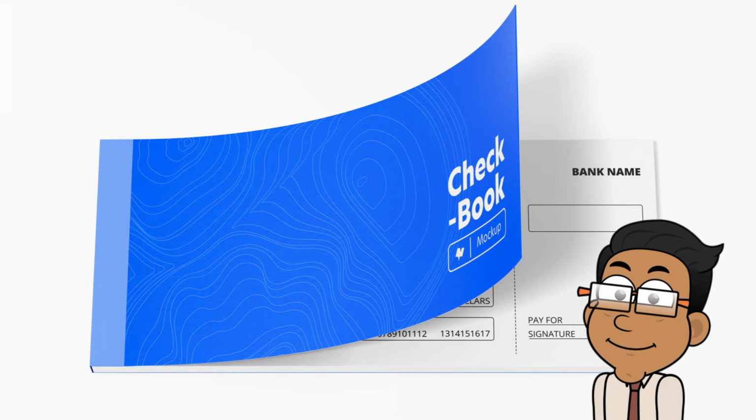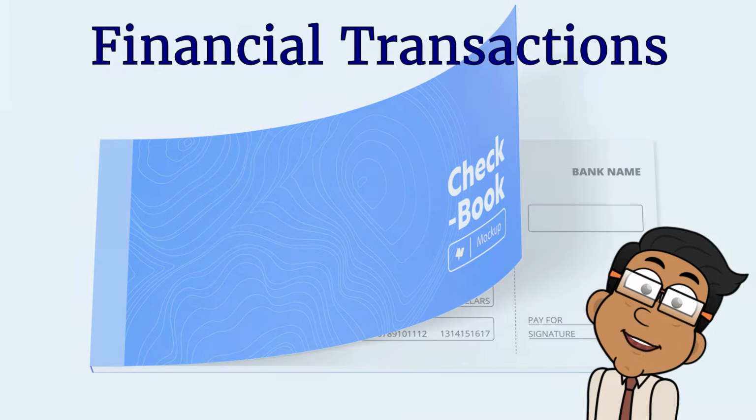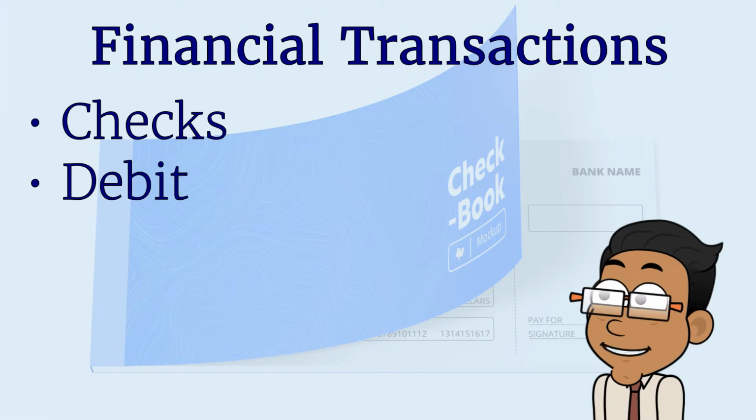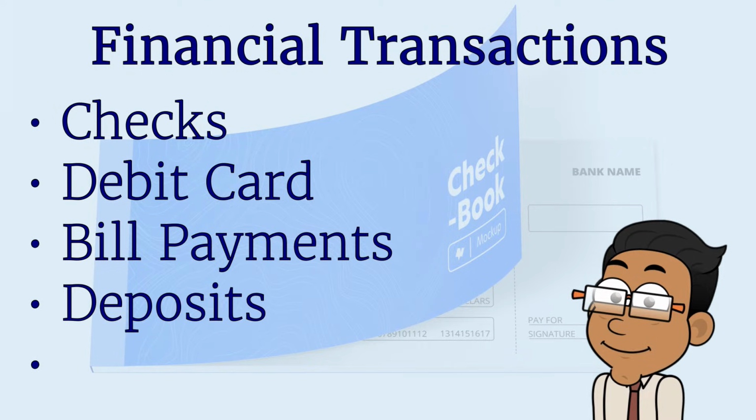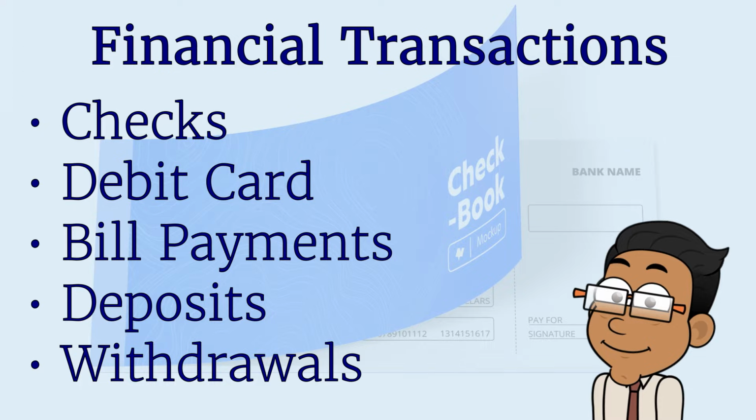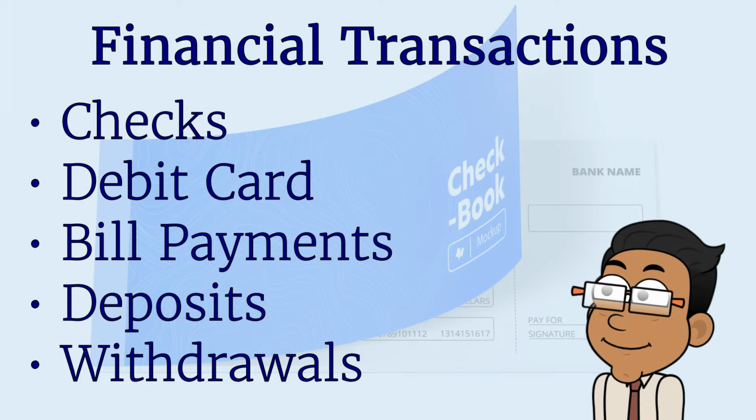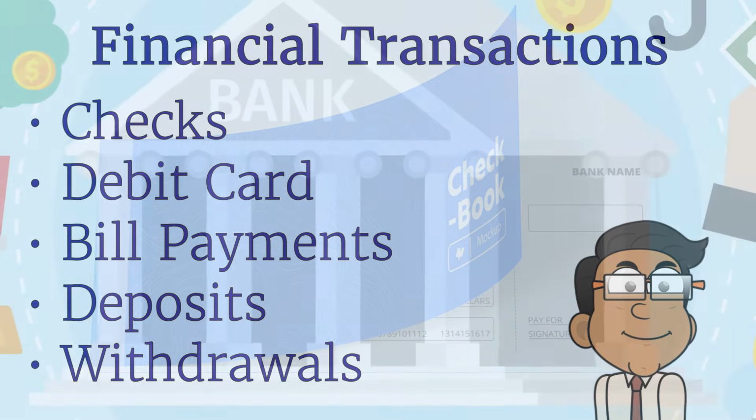First off, let's start with the basics. What is a checkbook, and why should you even bother balancing it? A checkbook is simply a record of your financial transactions. This includes checks you've written, debit card transactions, automatic bill payments, deposits, and withdrawals. Balancing your checkbook means ensuring that your records match the bank's records, and this is your first step to taking control of your finances.